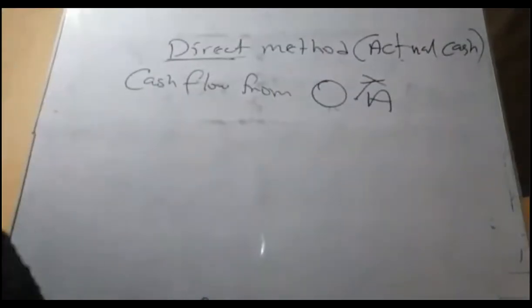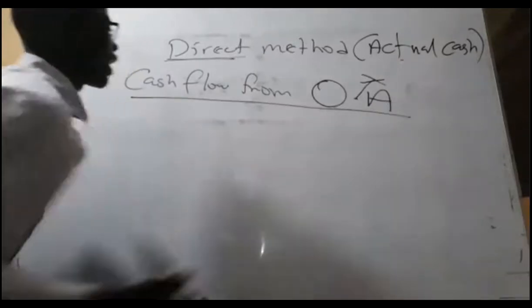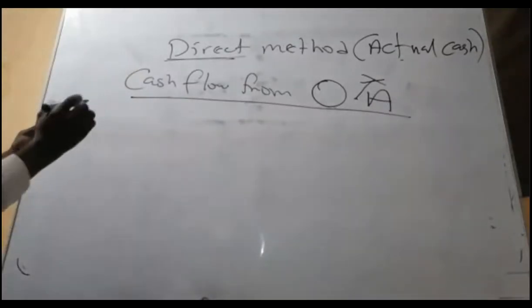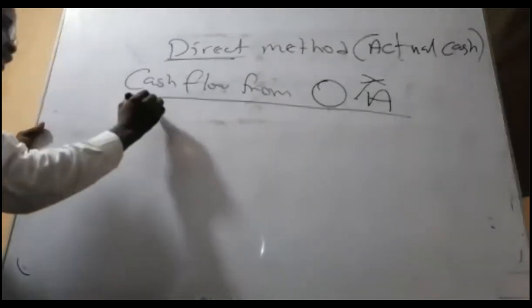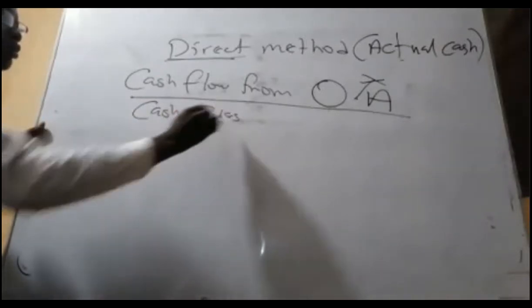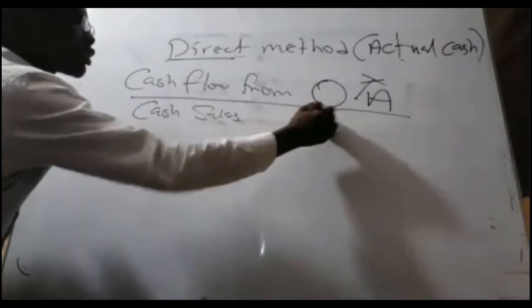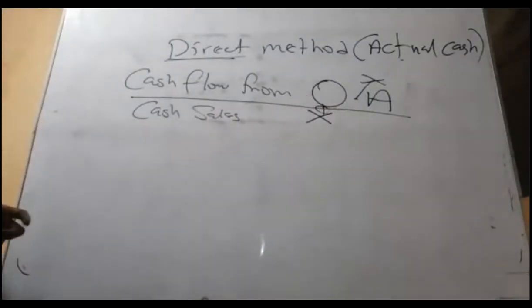Okay, now let's continue. What will be the format? As we said, direct. So the format will be like this. If cash is coming in, it's positive, and if it's going out, it's negative. That's all. So cash sales, so much. Put it there.